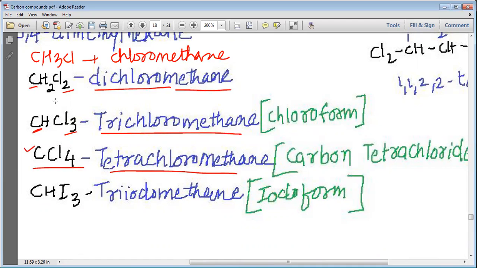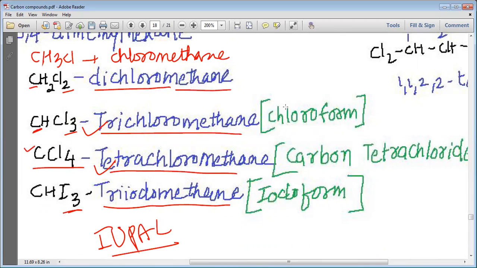Then 2-chloro is dichloromethane, 3-chloro is trichloromethane, 4-chloro is tetrachloromethane. Now suppose we have iodine. So it is triiodomethane, 3-iodine, triiodomethane. Now these are called the IUPAC names.